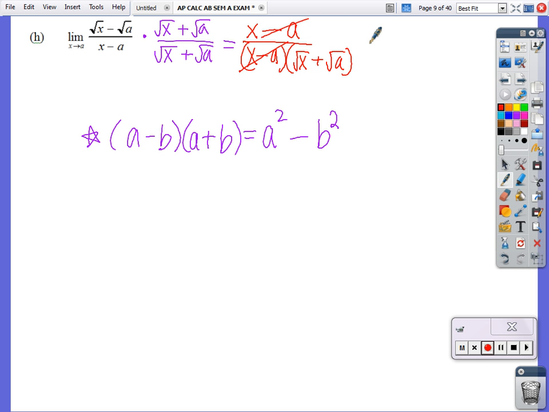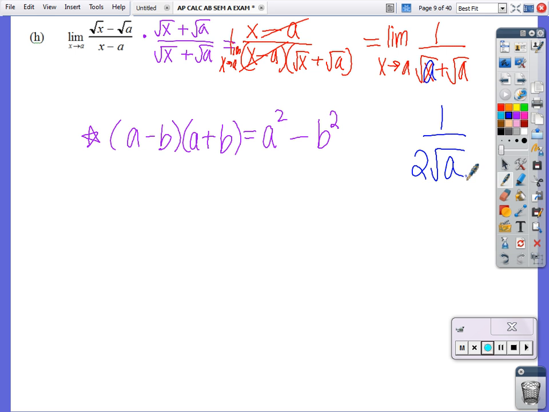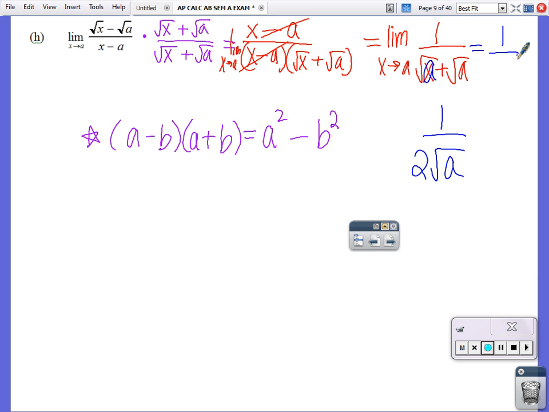We can simplify this, and so we get the limit as x goes to a, which I forgot over here, of 1 over the root of x plus the root of a. X is going to change to the root of a, so we get 1 over 2 square root of a. How did I get that? Because if you look at what I have here, I get 1 over root of a plus root of a, which gives you 2 root of a's.